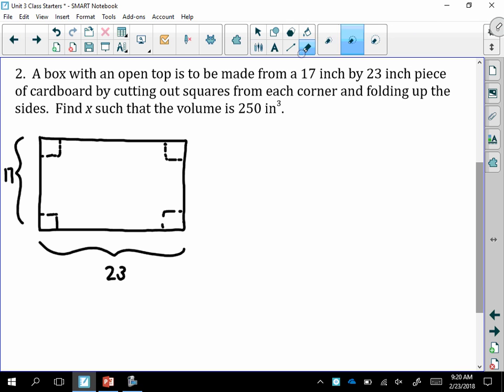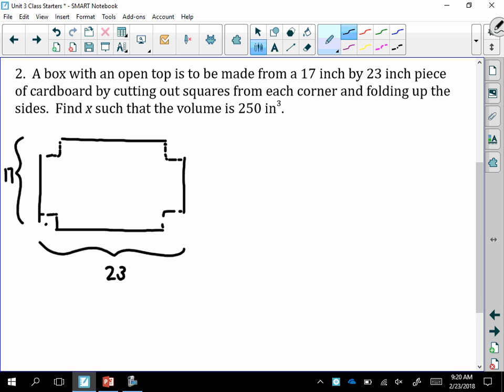And then once we've done that, here's what our piece of cardboard looks like. And then we'll fold up the sides, and it's going to form this rectangular box that doesn't have a top on it. Can you visualize that? If we cut out those corners, then I'm going to take this side and fold it up, and this side, this side, this side, and now all those corners will match up, and you'll have this box right here.